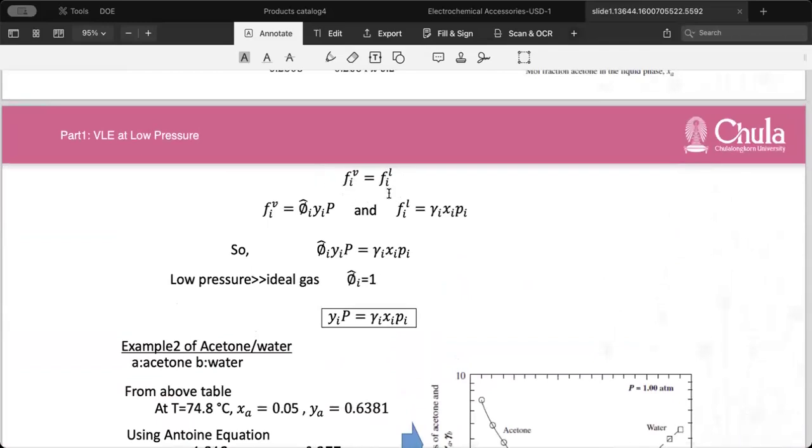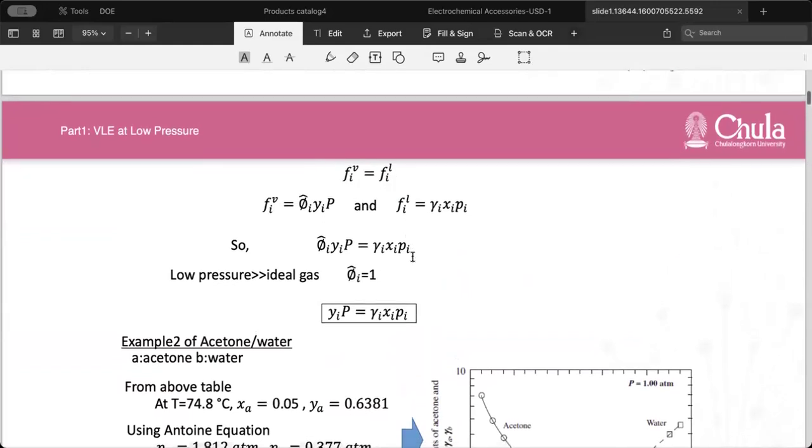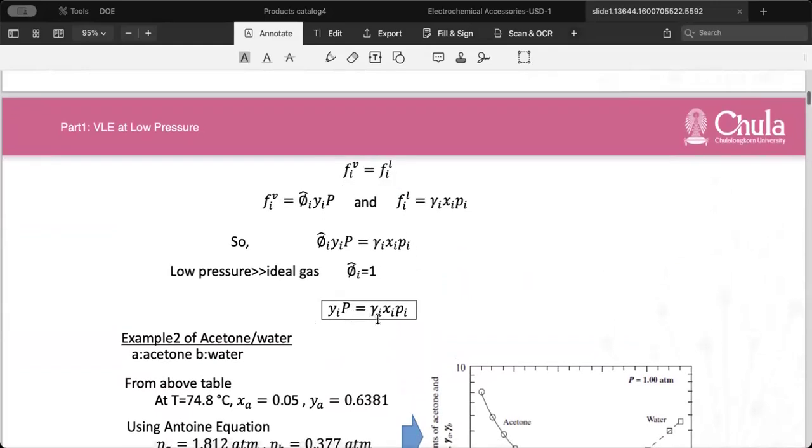Where we use the fundamental from thermodynamics. And we set the fugacity of component i at different phase, at vapor phase and liquid phase, must be equal. And then we derive yiP equal gamma i xi Pi saturation, right? This one is correct only at low pressure, because at low pressure you can assume that the fugacity coefficient becomes 1, and fugacity then can be replaced by pressure.